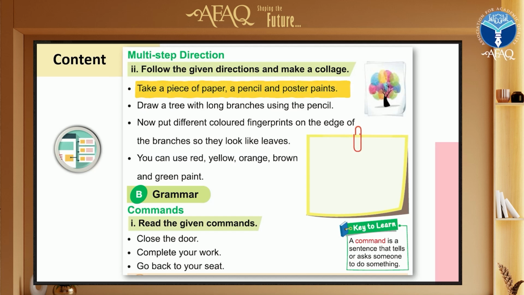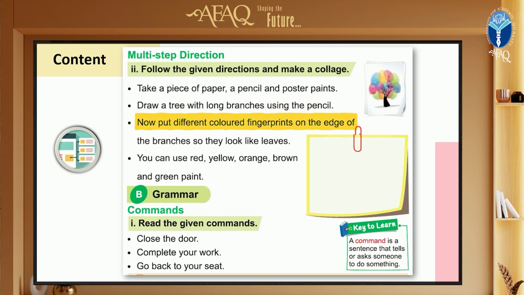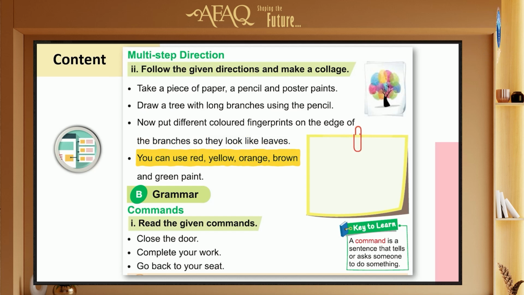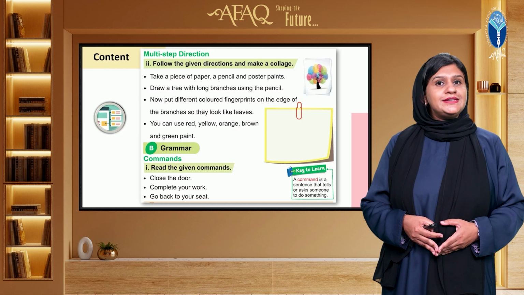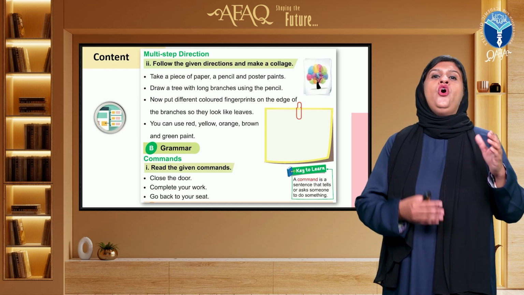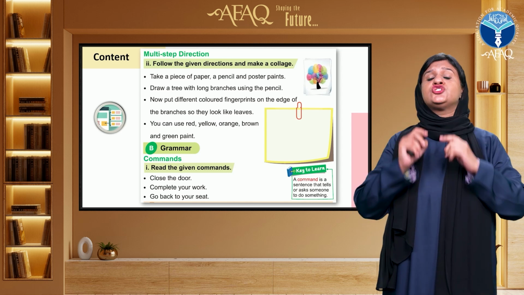Take a piece of paper, a pencil and poster paints. Draw a tree with long branches using the pencil. Now put different colored fingerprints on the edge of the branches so they look like leaves. You can use red, yellow, orange, brown and green paint. So my dear kids, you have noticed that there is a set of directions. All of these directions need to be followed to make this collage.